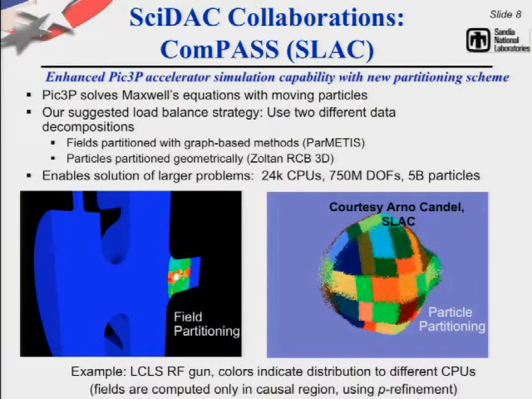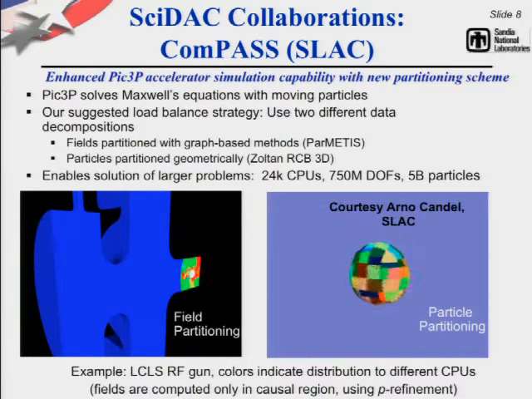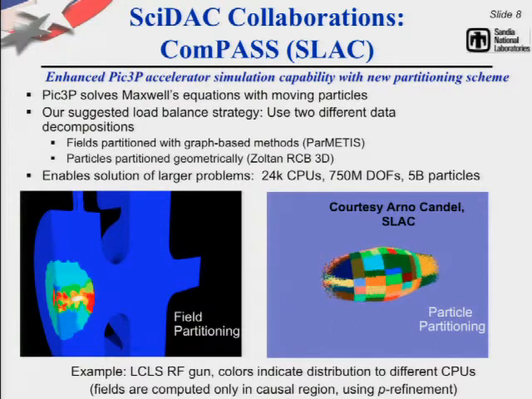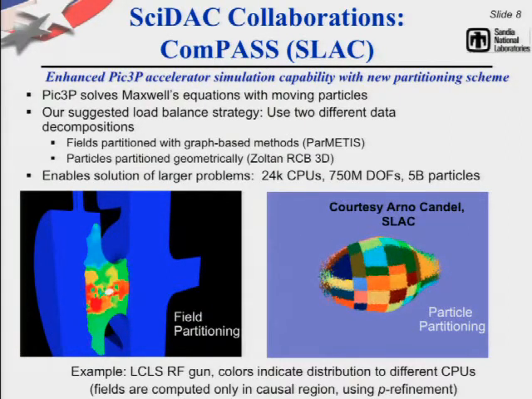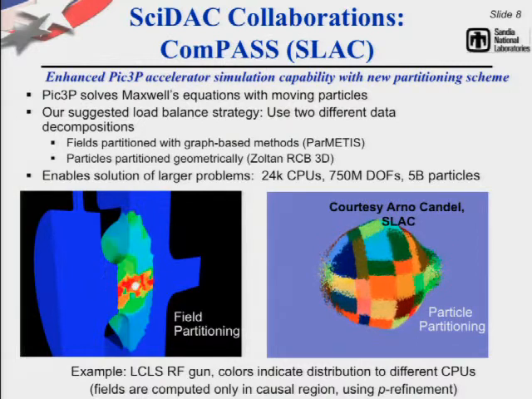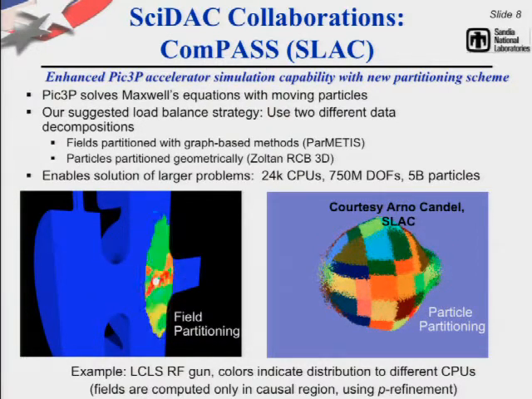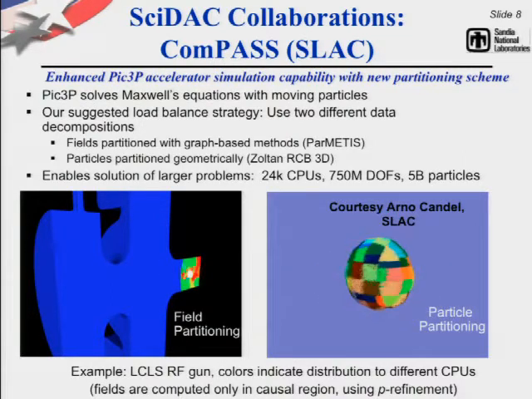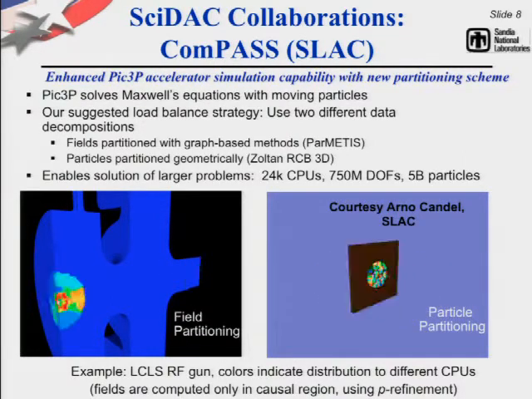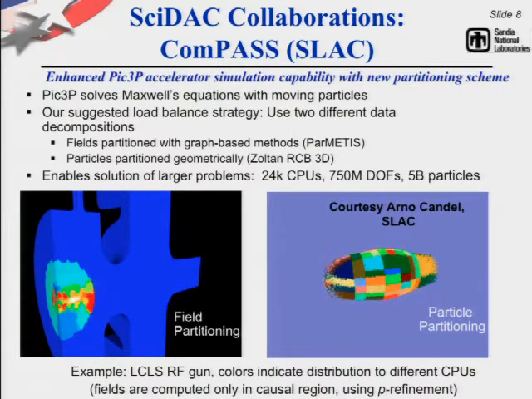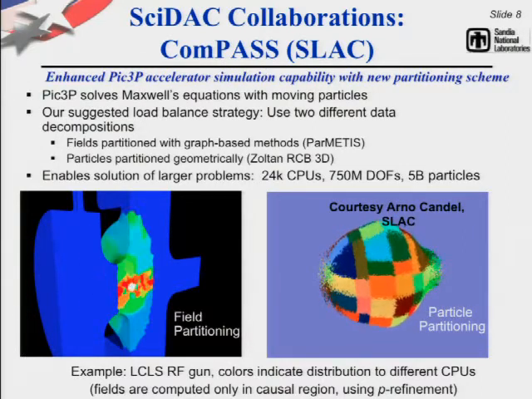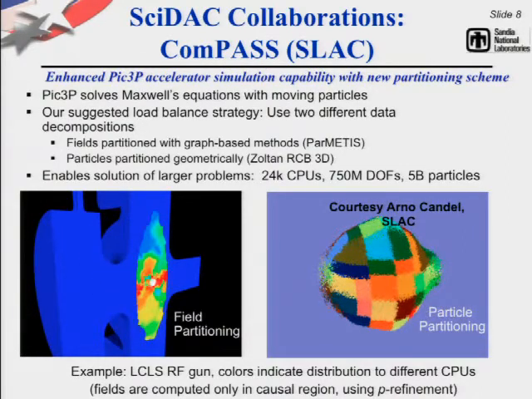So this is a part of an accelerator, and I'm not a particle physics person, but this is known as the LCLS RF gun. Don't ask me what it is, really. But what I understand is that there is a mesh on this component, and there's an electromagnetic field. And in order to solve for the electromagnetic field here, we did a graph partitioning, which is shown in the background mesh here. We had to do a graph partitioning to get a good decomposition of the mesh.